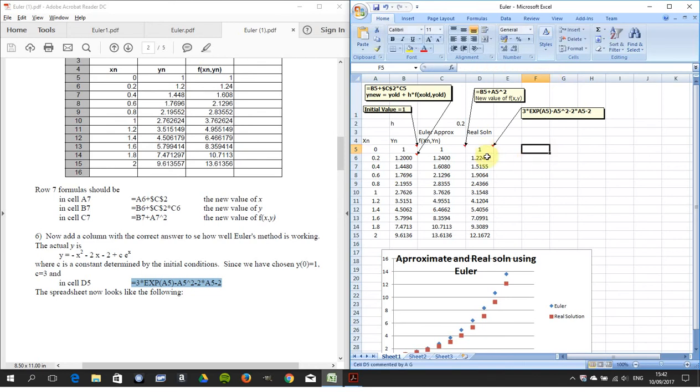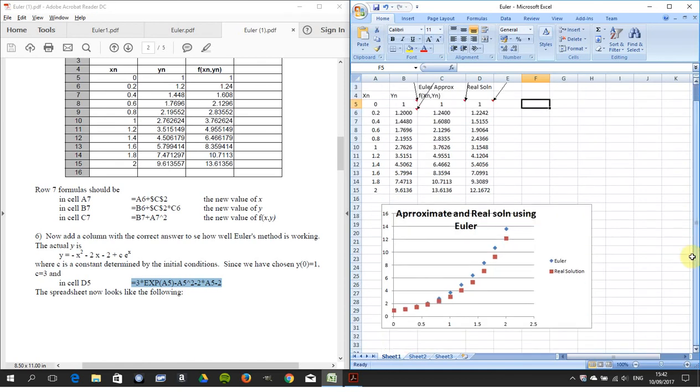We dragged that down to get the real ones, and then we did a graph, and we plotted the real solution in red, and the approximate solution is the Euler. And you can see as time goes on, the Euler approximation, the error gets worse and worse.